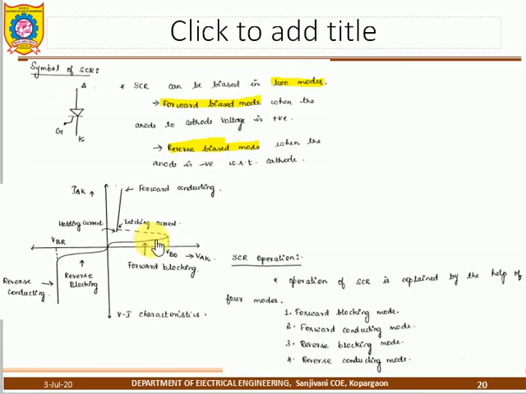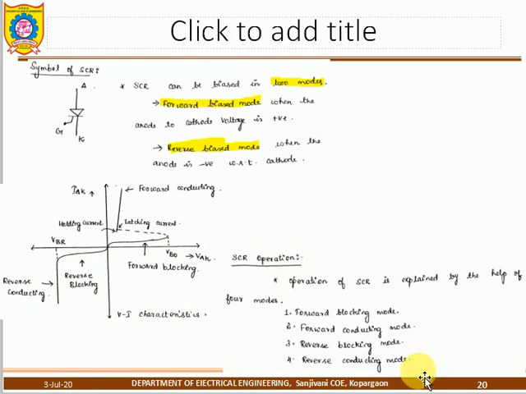The next one: SCR operation can generally be classified into modes. There are two modes, one is the forward bias mode and the other is the reverse bias mode. What is the forward bias mode? This is quadrant number 1, where the anode is positive with respect to the cathode. What about the reverse bias mode? This is quadrant number 3, where the cathode is positive with respect to the anode.